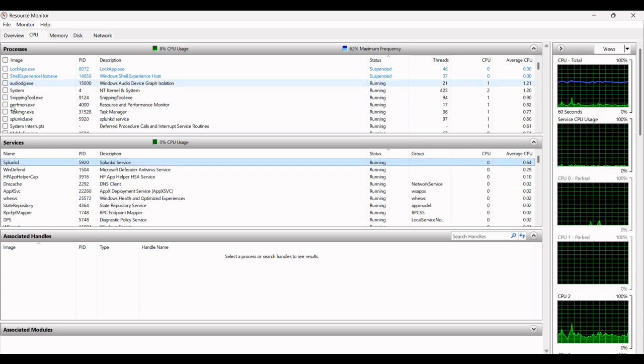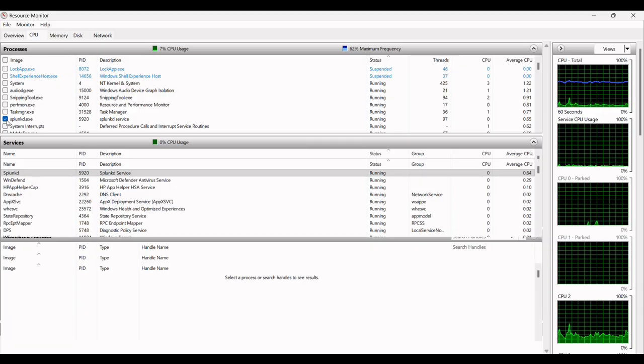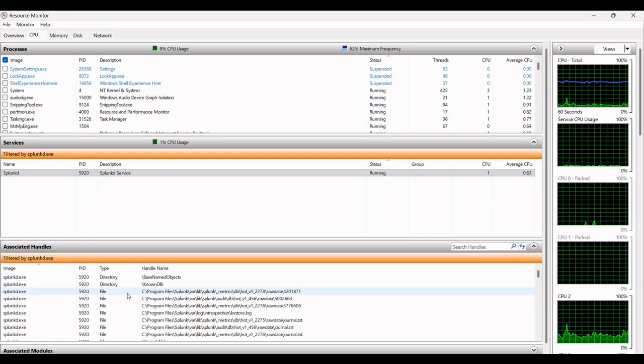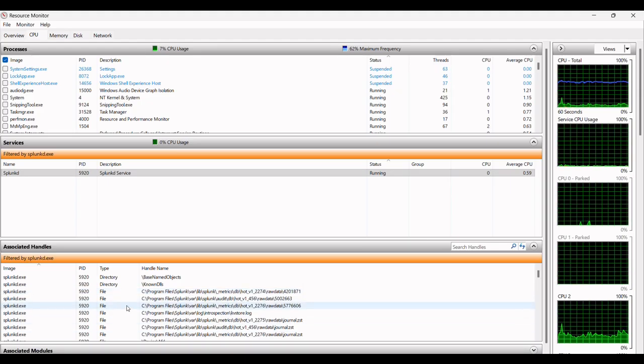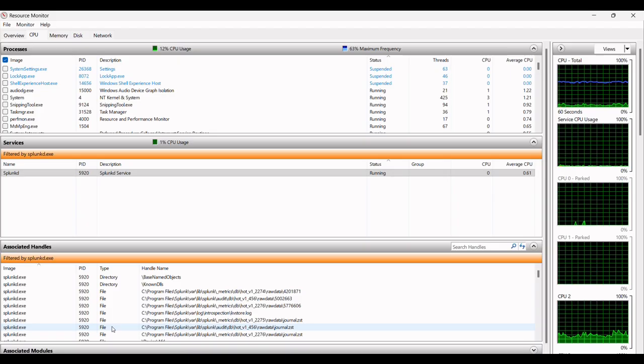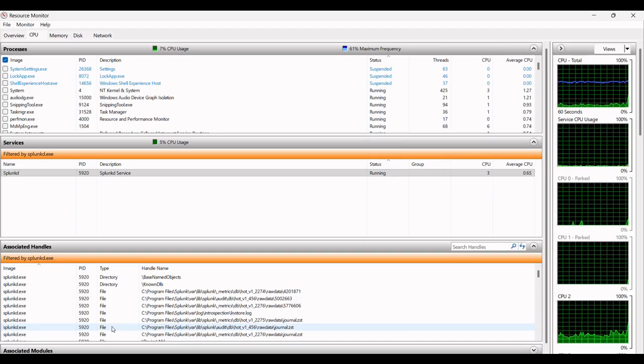Associated handles. Now we are viewing associated handles. A handle is essentially a reference that a process uses to interact with system resources such as files, directories, registry objects, or devices. In simple terms, handles show what resources a process currently has access to.